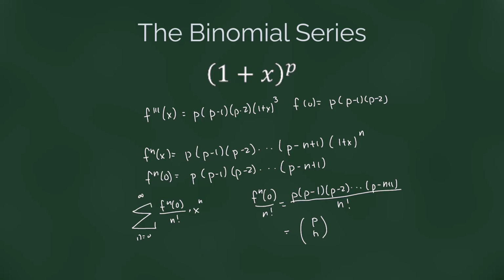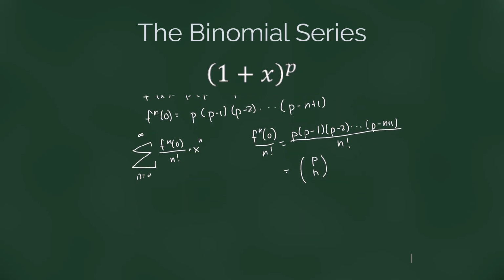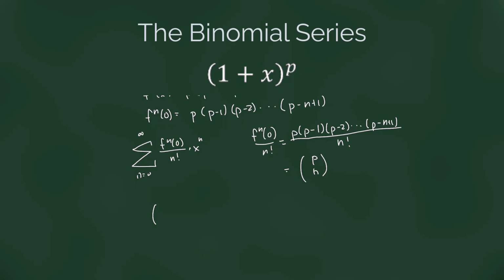So we can see that our Taylor series or Maclaurin series expansion of 1 plus x raised to the p power, where p is not an integer because we don't need an infinite series expansion for this when it is an integer, is just going to be the sum from n equals 0 to infinity of p choose n times x to the n.